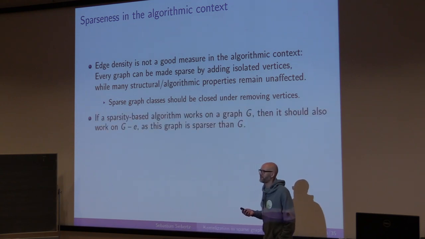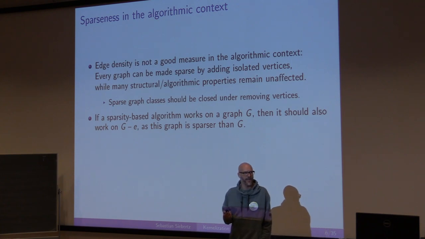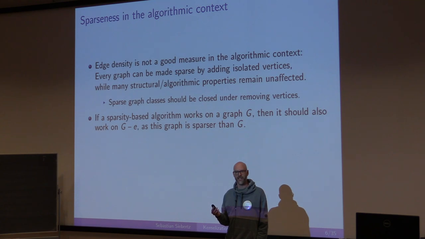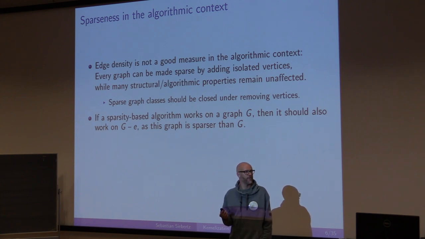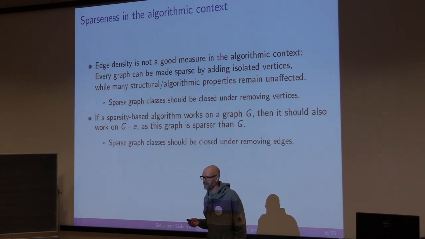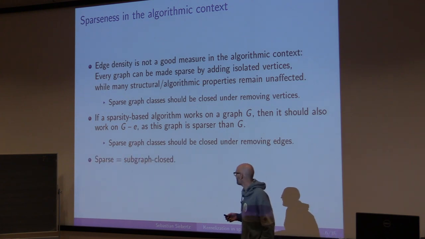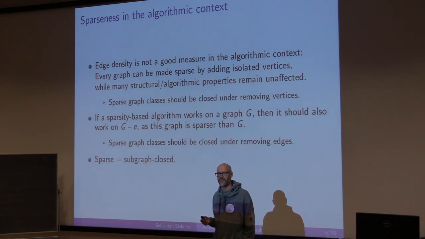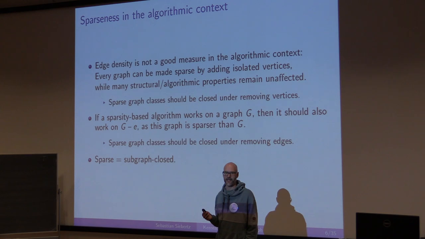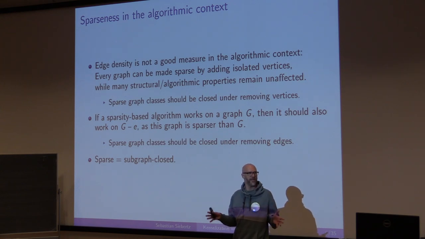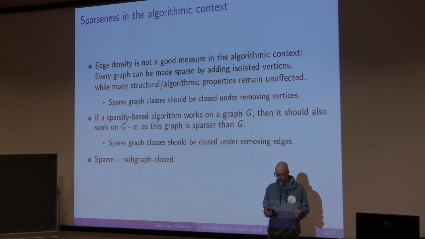Now if we want to design a sparsity-based algorithm, then it makes a lot of sense to say, if an algorithm works for a graph G and we take out an edge, then the graph gets sparser, so the algorithm should also work on this graph G minus this edge. So our graph classes should also be closed under removing edges, and this means exactly that the sparse graph classes that we consider are classes that are closed under taking subgraphs. This will be the sparsity notion that I'm working on.